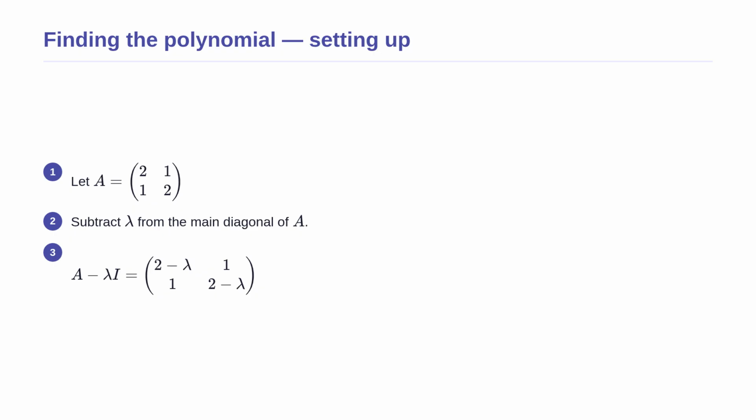We start by using our formula. First, we construct the matrix A minus lambda I. We do this by subtracting the variable lambda from the main diagonal entries. The off-diagonal entries remain completely unchanged. This sets up our new matrix.